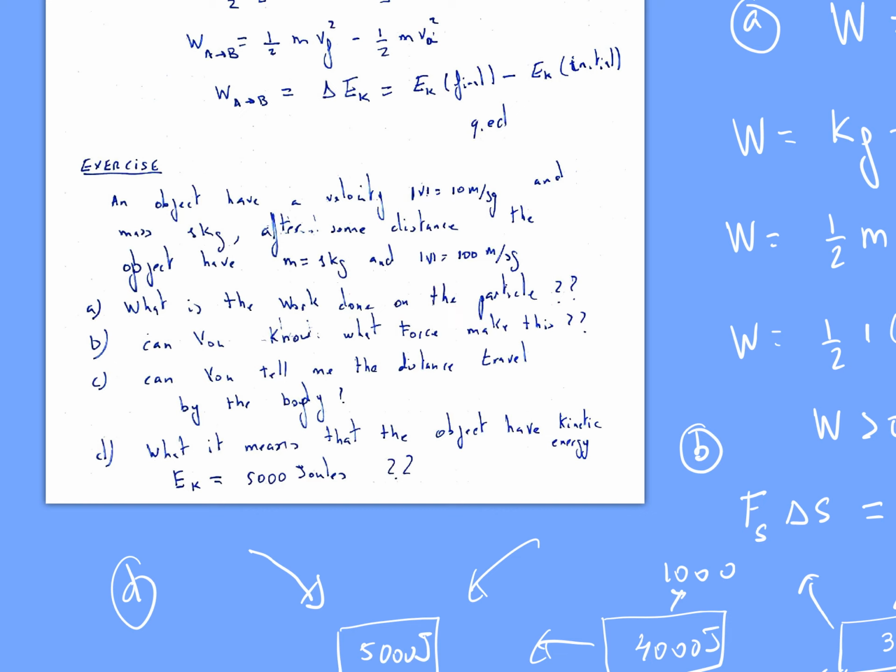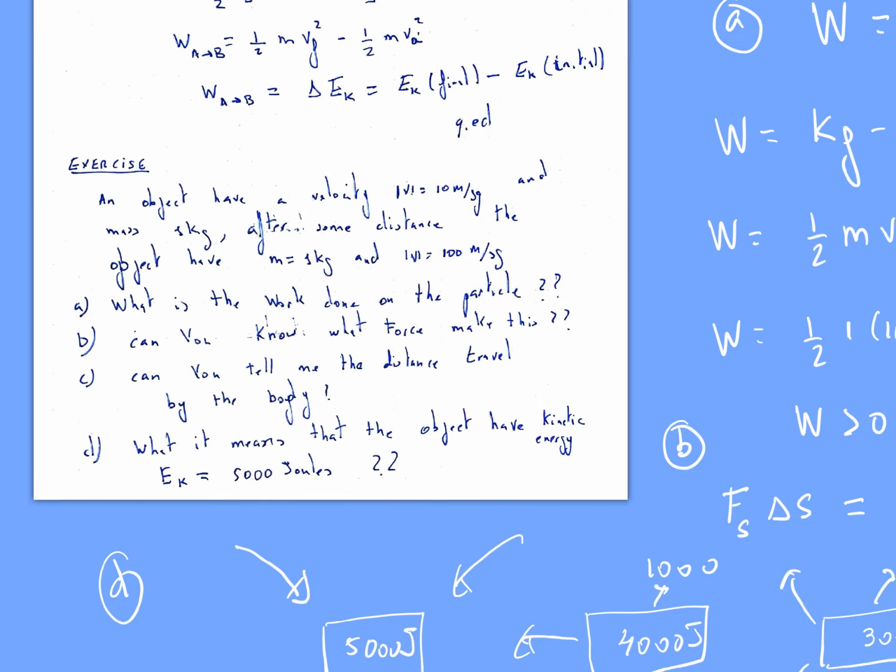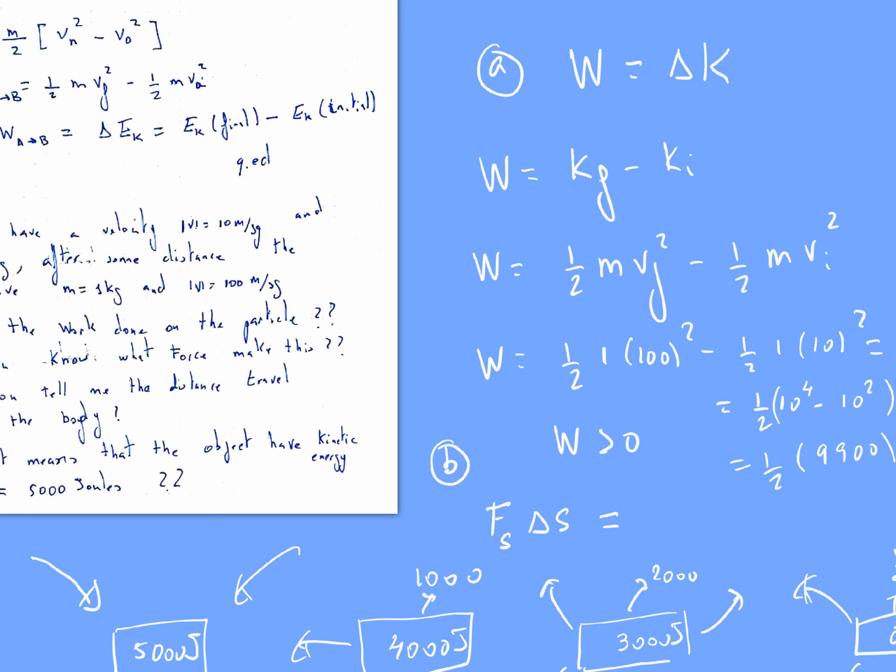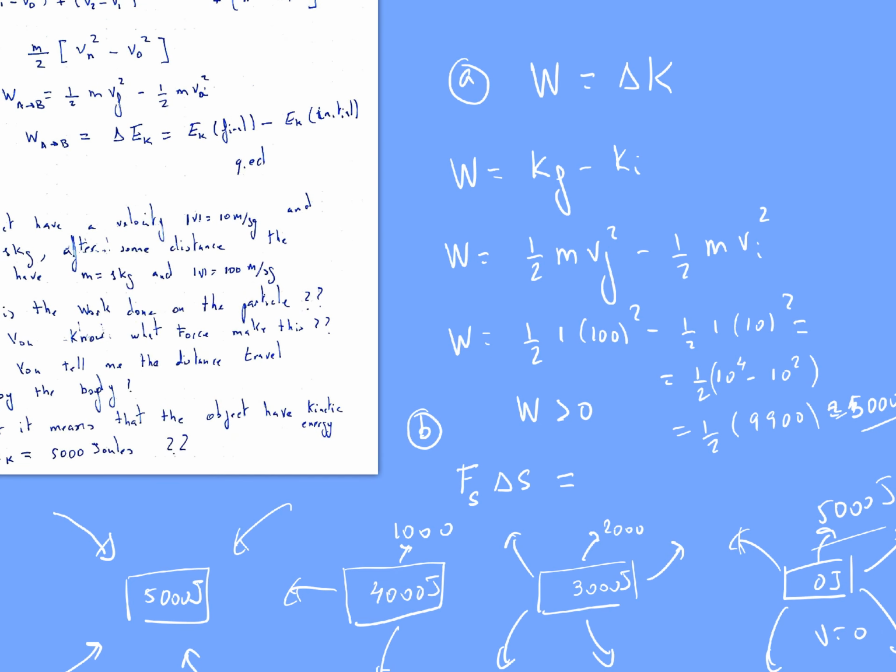Let's calculate this. It's done here. The work is the change in the kinetic energy. The mass is 1 kilogram. The final velocity is 100 meters per second. The initial velocity is 10. So the work is positive because you are adding energy to the object. And if you calculate, the work is around 5,000 joules. So this is an easy part.